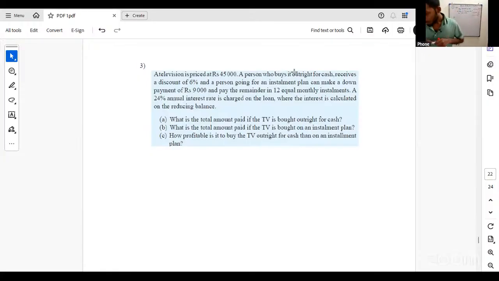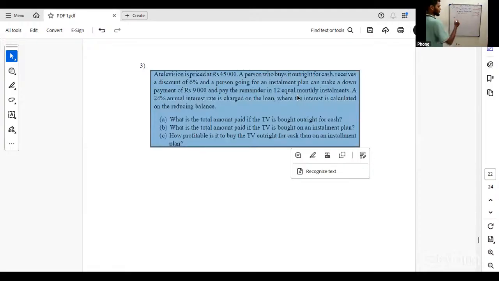B part. What is the total amount paid if the TV is bought on an installment plan? Now, which model is this? They're asking, what is the total amount paid? So, are they asking about a rate or something? No, right? They ask about the installment. Installment plan means they are asking for the installment value. Which model is this? 1 or 2? Second model. Sorry, first model. So it's the first model.